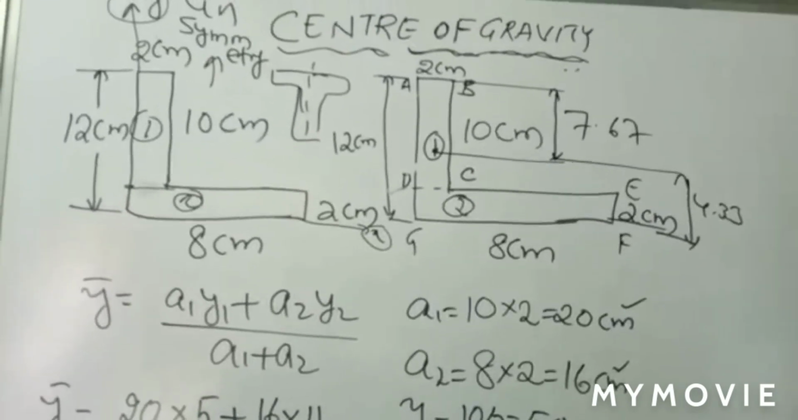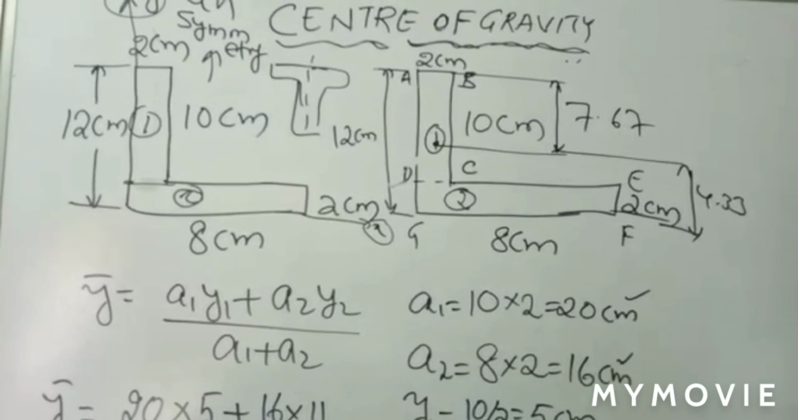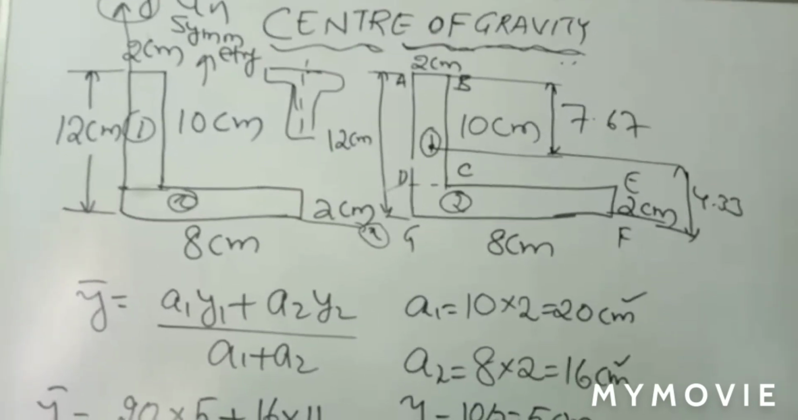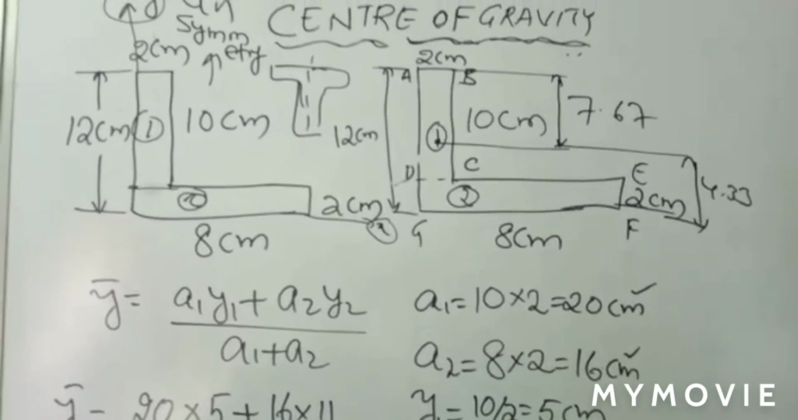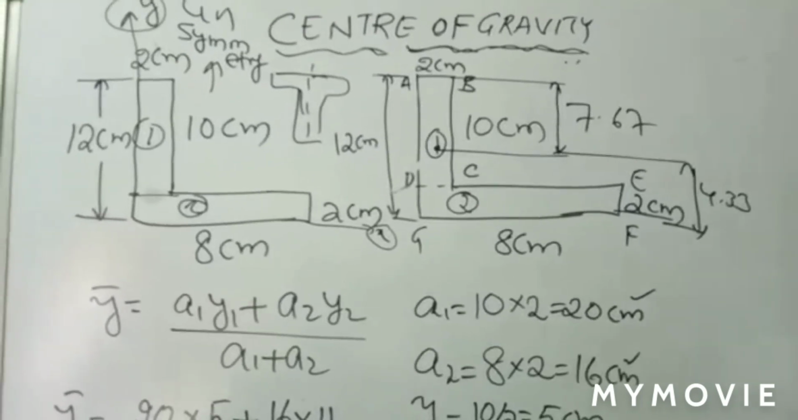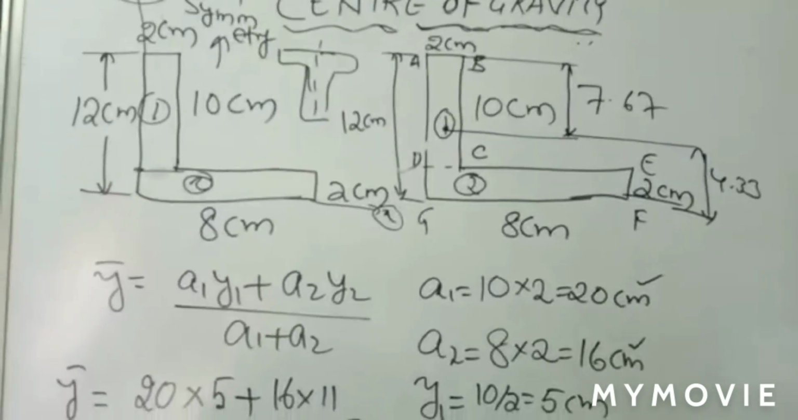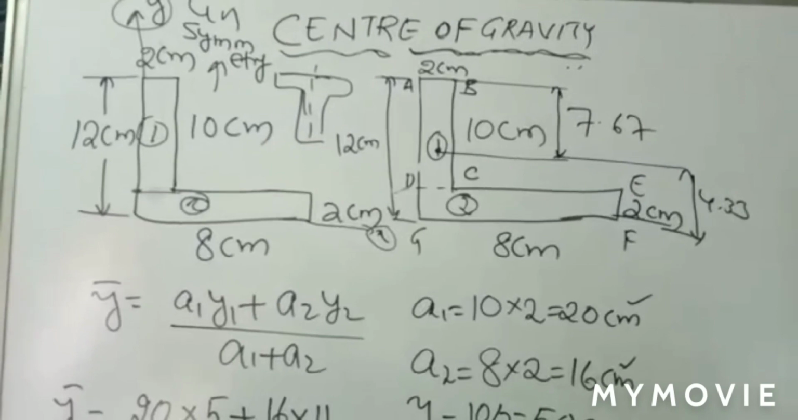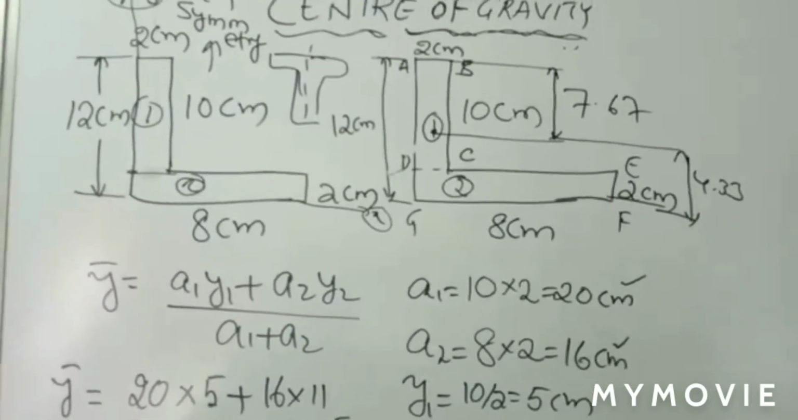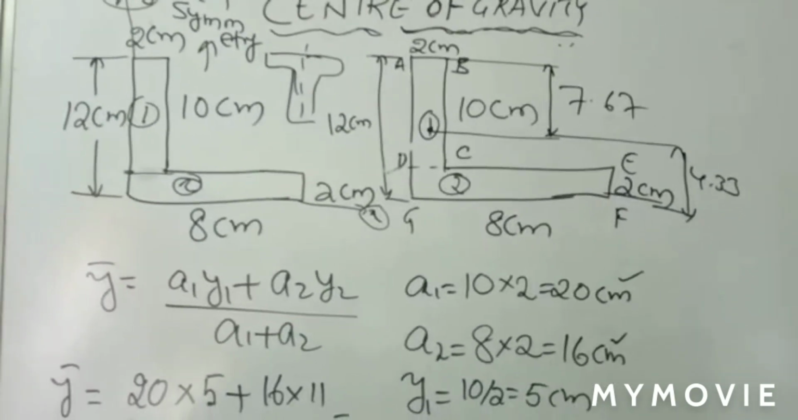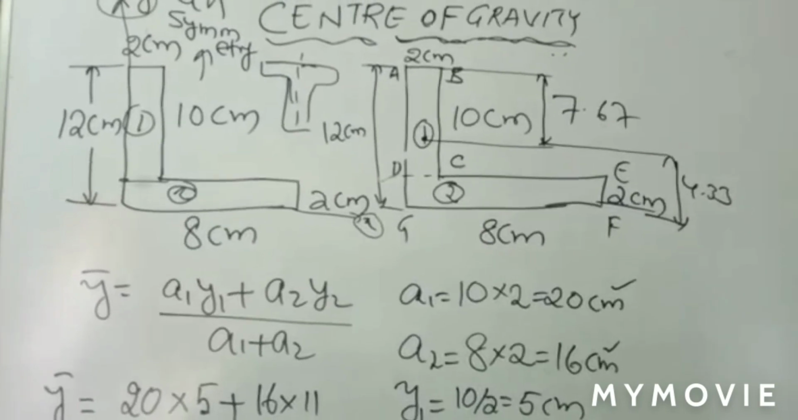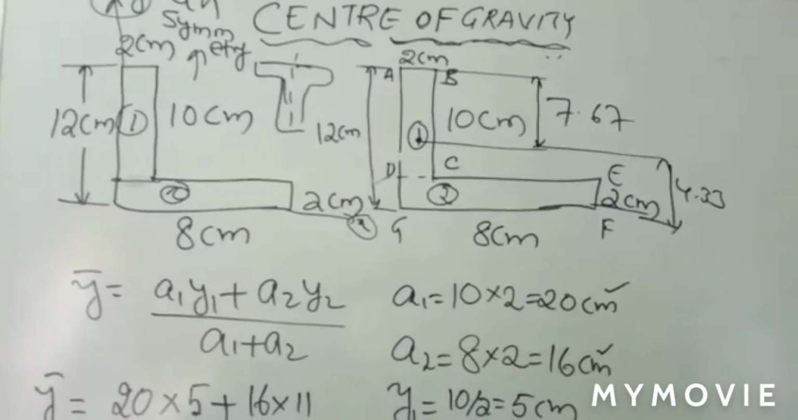After that, according to your situation, you move with respect to the y-axis or the x-axis. If it is an unsymmetric section, you have to move with respect to both the x-axis and y-axis. But for this problem, I consider only the y-axis. In actual practice, you have to go for the x-axis also.